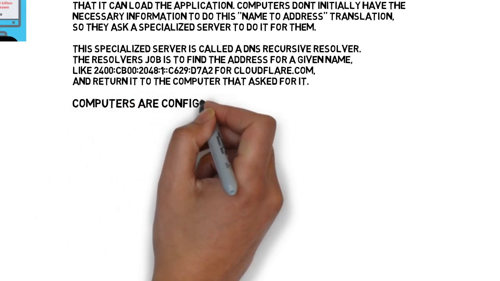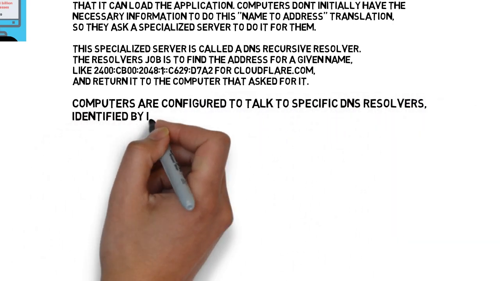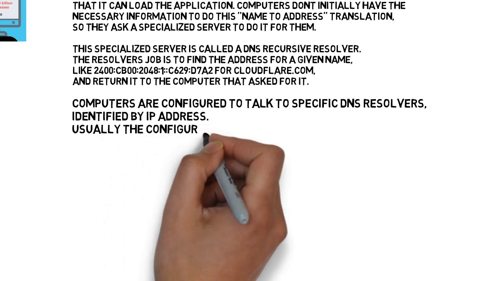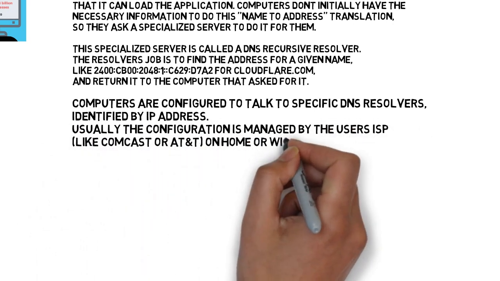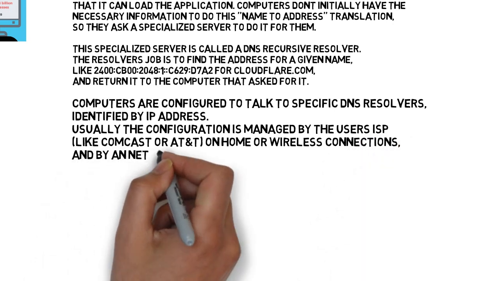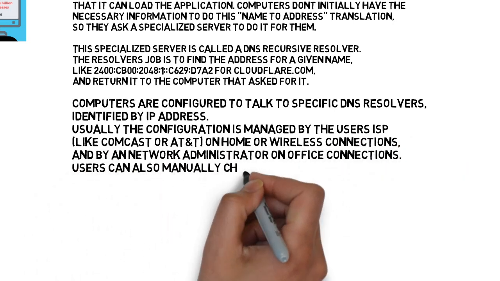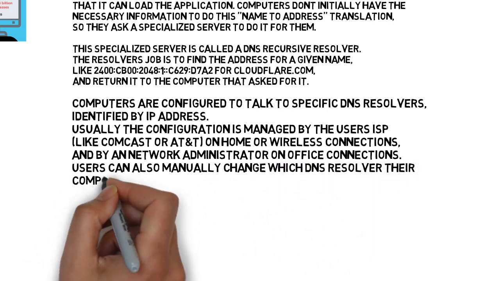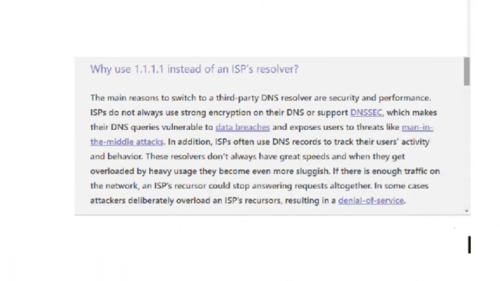Computers are configured to talk to specific DNS resolvers identified by their IP address. Usually, this configuration is managed by the user's ISP. Like in India, it might be Jio or BSNL, anything. Users can also manually change which DNS resolver their computers talk to. So you must be wondering, why use 1.1.1.1 instead of an ISP's resolver?